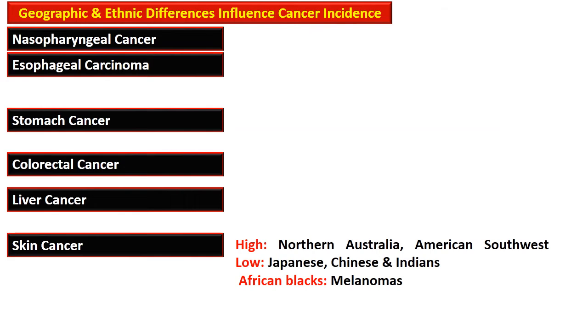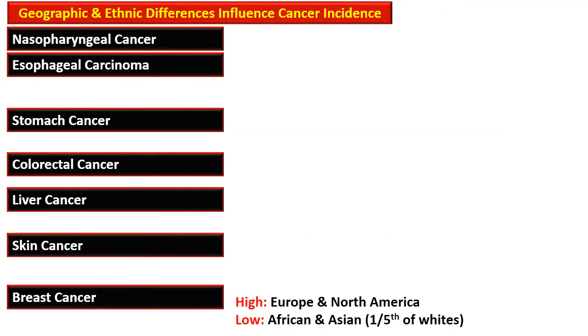African blacks have a high incidence of melanomas. Breast cancers are high in Europe and North America, while these are low in Africans and Asians, and are about one-fifth of the whites' rate in Asia and Africa.